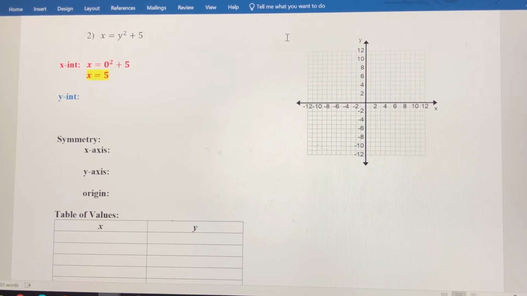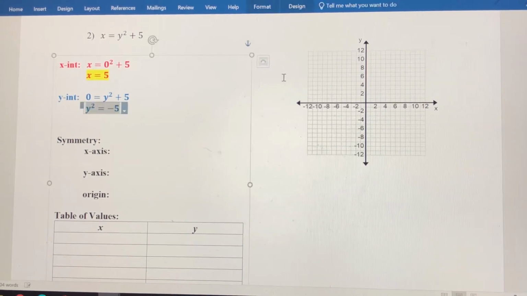The y-intercept, again, the process is to set x equal to 0. So when I get y squared by itself, I get y squared equals negative 5. If I take the square root of both sides, I'm going to have a negative number underneath the radical. Well, that's not a real number. We could get an imaginary solution there, but that doesn't do us any good when we're graphing equations. Because this would give me two imaginary solutions, that means I don't have a y-intercept.